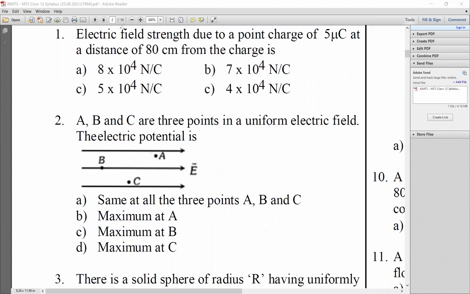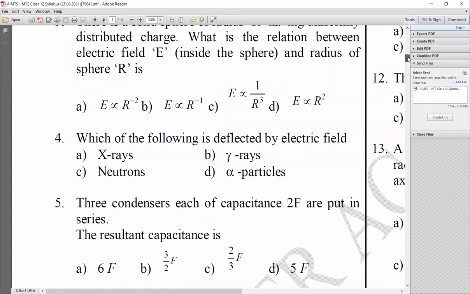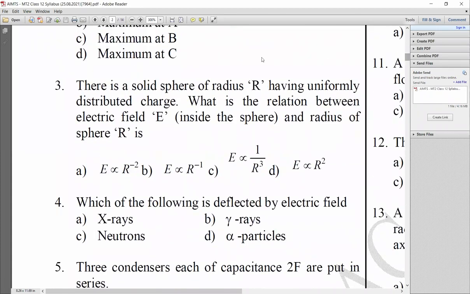Coming to the next question. Question number 3. There is a solid sphere of radius r having uniformly distributed charge. What is the relation between electric field E inside the sphere and radius of sphere r? So there is a sphere, it is having uniformly distributed charge.